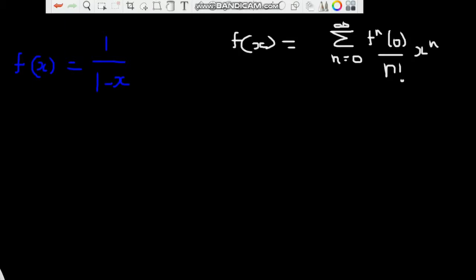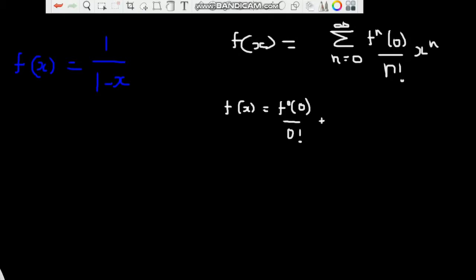So if I'm to write this out, I have f of x equal to the zero derivative of the function at 0 over 0 factorial, multiplied by x to the power of 0. And any number to the power of 0 is 1, so you can ignore this.